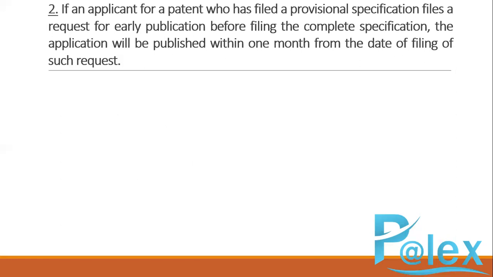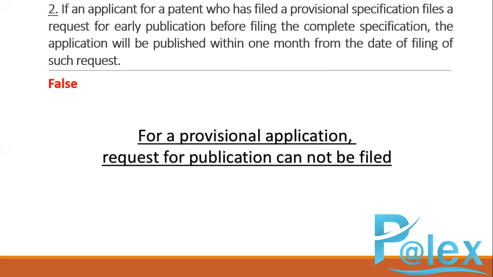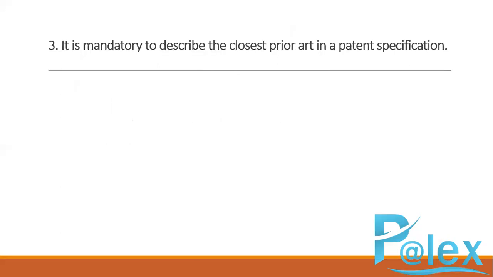Question 2, if an applicant for a patent who has filed a provisional files a request for early publication, before filing the complete specification, the application will be published within 1 month from the date of filing of such request. This is a false statement because you cannot file the early publication request for a provisional application. The publication happens only when you file a complete application. So this is also a false statement.